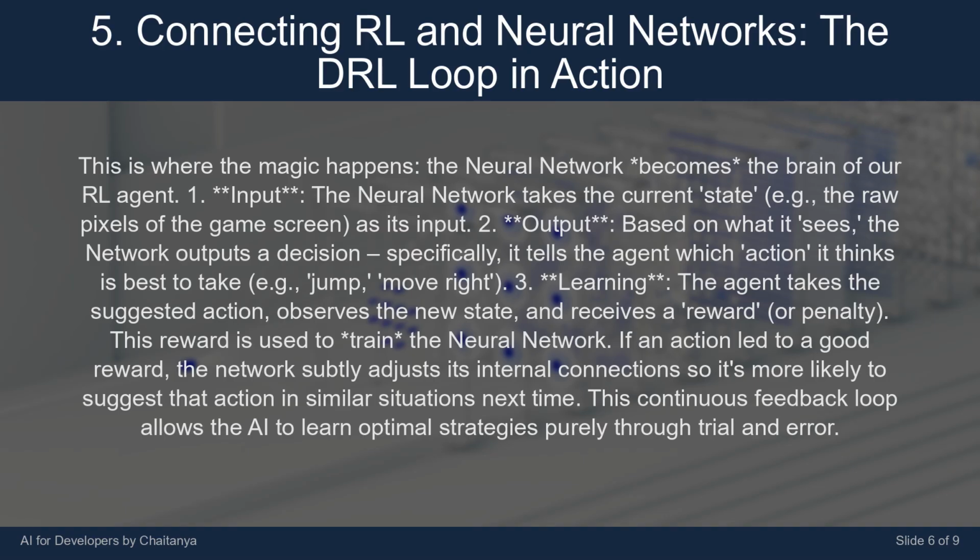3. Learning. The agent takes the suggested action, observes the new state, and receives a reward or penalty. This reward is used to train the neural network. If an action led to a good reward, the network subtly adjusts its internal connections so it's more likely to suggest that action in similar situations next time. This continuous feedback loop allows the AI to learn optimal strategies purely through trial and error.